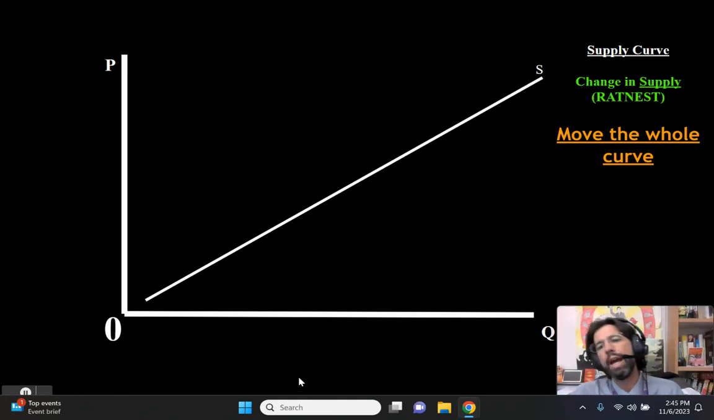Now we're going to move the entire curve. Remember, this is zero going to infinity this way and zero going to infinity that way. So we're going to take this entire curve. It represents goods or services and the price and the amount I can make at that price. We're going to shift that curve left and right.